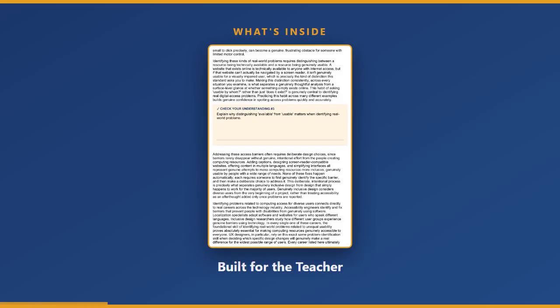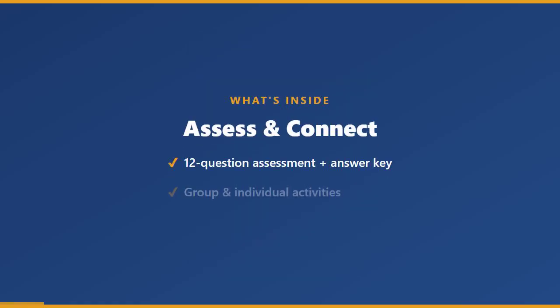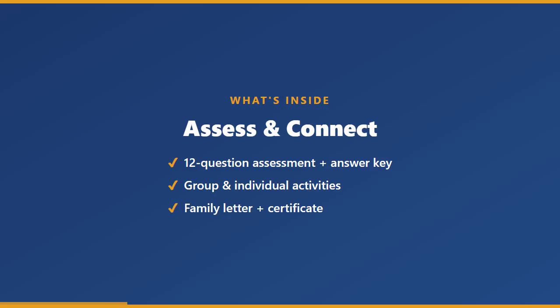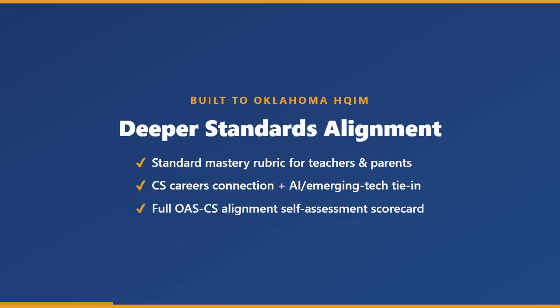Inside, a full teacher guide with pacing, misconceptions, and a scoring rubric, plus a content lesson with built-in comprehension checkpoints. This unit includes a standard mastery rubric for teachers and parents, a visual comparison chart of access barriers, a CS careers connection, and an AI connection, all built to the Oklahoma HQIM rubric, plus a 10-question assessment with answer key, group and individual activities, vocabulary puzzles, a family letter, and a certificate of achievement.